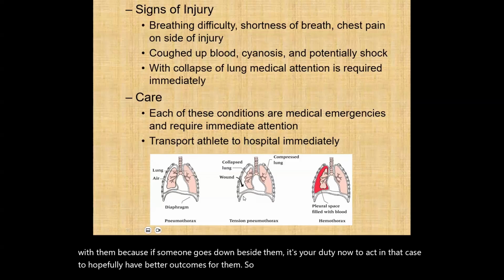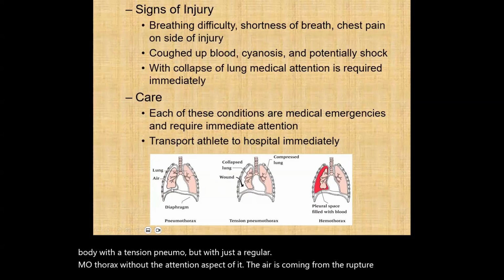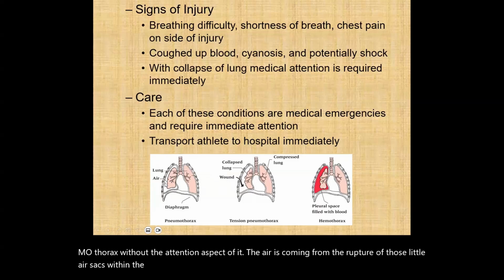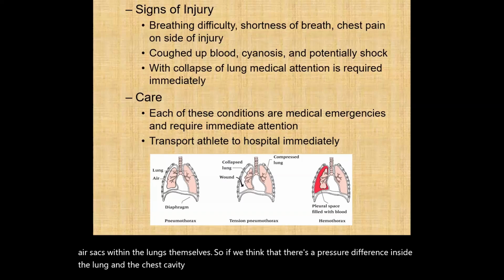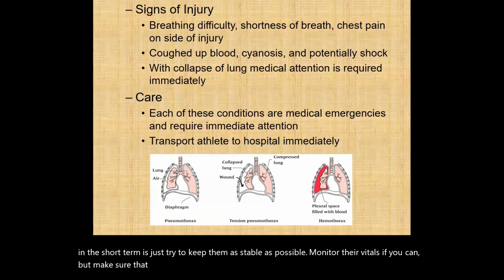So the air is coming from the outside of the body with a tension pneumo, but with just a regular pneumothorax without the tension aspect of it, the air is coming from the rupture of those little air sacs within the lungs themselves. So if we think that there's a pressure difference inside the lung and the chest cavity itself, that's where the treatment comes in. What you can do in the short term is just try to keep them as stable as possible, monitor their vitals if you can, but make sure that they do get to the hospital ASAP.